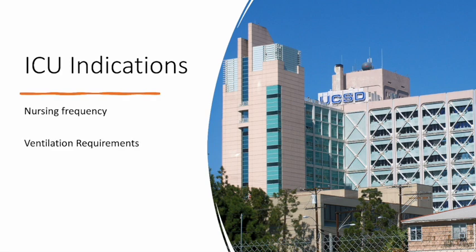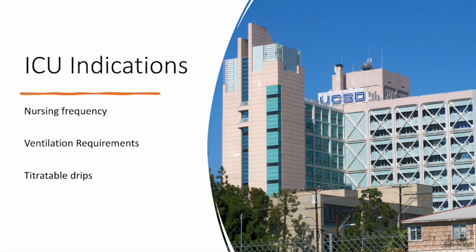The next big category are ventilation requirements. Anyone on a mechanical ventilator has to be in the ICU, and anyone that's on either CPAP or BiPAP. The exception for CPAP and BiPAP is if you're on your home settings only at night. So for example, a patient with obstructive sleep apnea who uses a CPAP at night does not need to be in the ICU if they're on their home settings only at night.